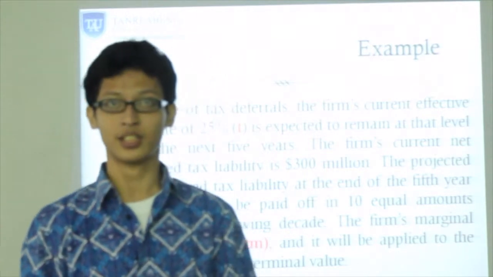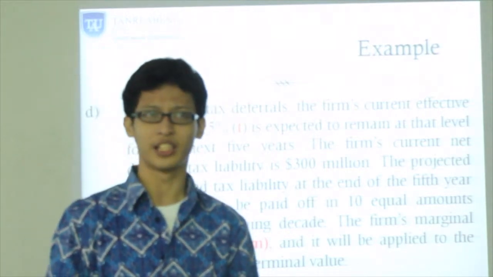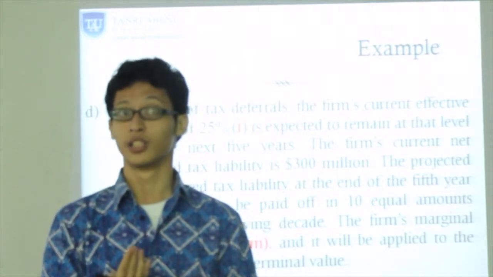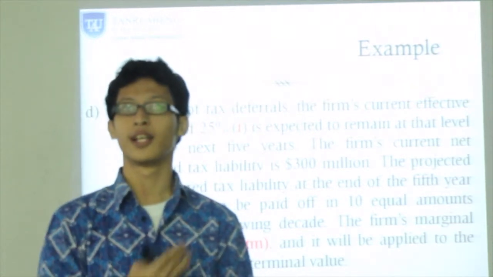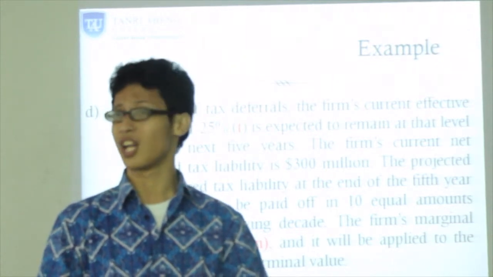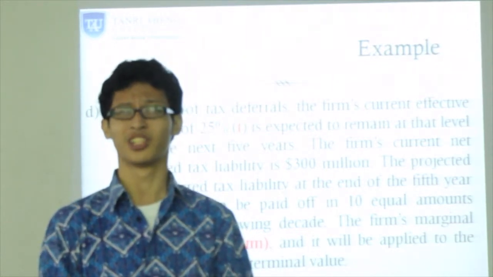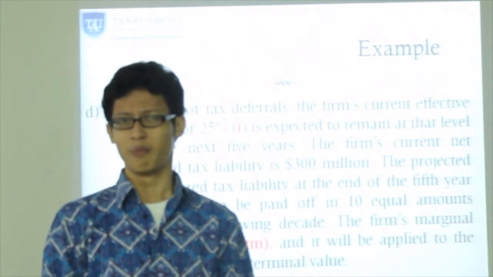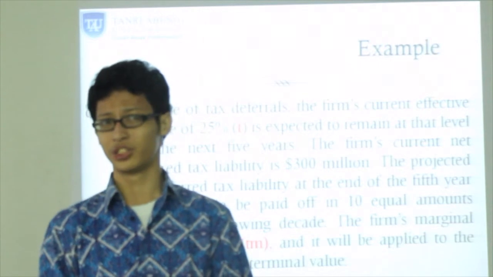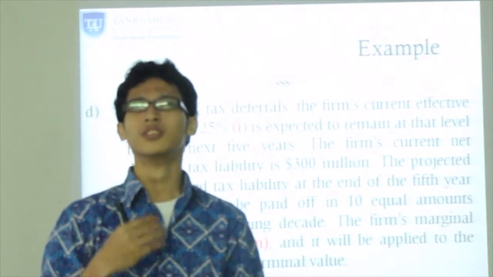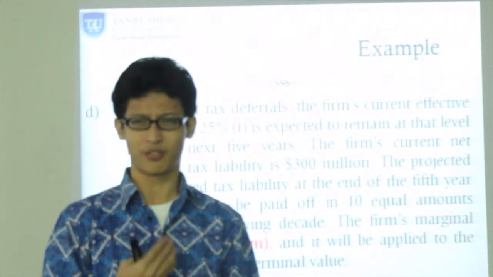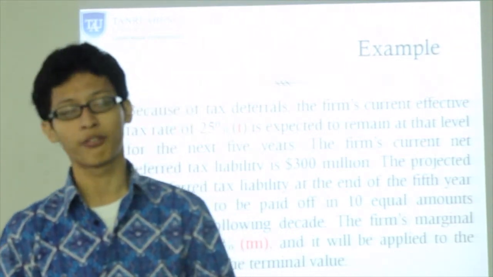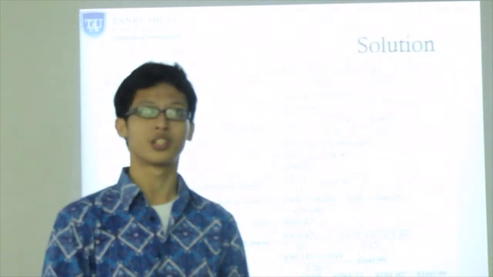Because of the tax difference, the effective tax rate is 25%, which is T. It is expected to remain at that level for the next 5 years. The firm's current net deferred tax liability is 300 million. The projected net deferred tax liability at the end of the 5th year is expected to be paid off in 10 equal amounts during the following decade. The firm's marginal tax rate is 40%, which is TM, and it will be applied to the calculation of the terminal value. And I will give you a solution.